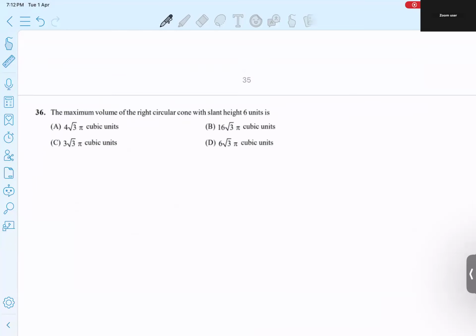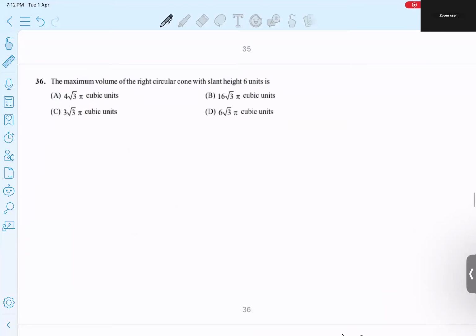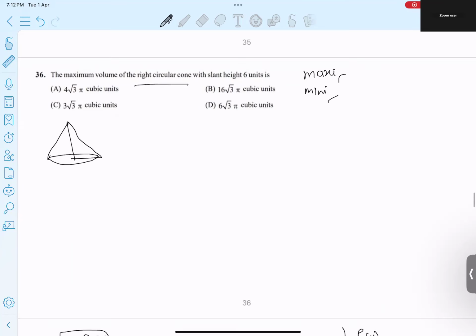Maximum volume of a right circular cone. This is one of the maxima and minima questions. It is a direct question from your NCERT. If you have solved the NCERT exercise or the example problems of maxima and minima, you can answer this directly. If not, how to do this problem? So maximum volume of a right circular cone. So this is our right circular cone.